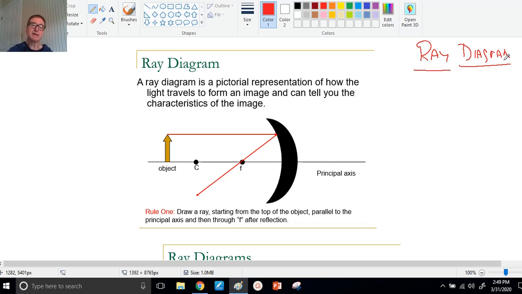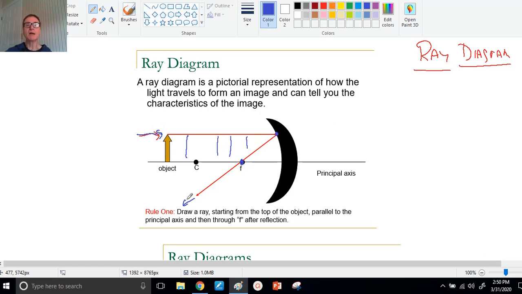And the first rule is that you draw a ray of light coming from the top of the object, and it's going to be parallel to the principal axis, so the space between here and here doesn't change. It's going to hit our mirror, and it's going to reflect off of our mirror through the focal point, and then go on down here towards infinity. You draw the line as long as you can, but the measurements and geometry of a paper may make it impossible to go on for infinity. So that's rule number 1.